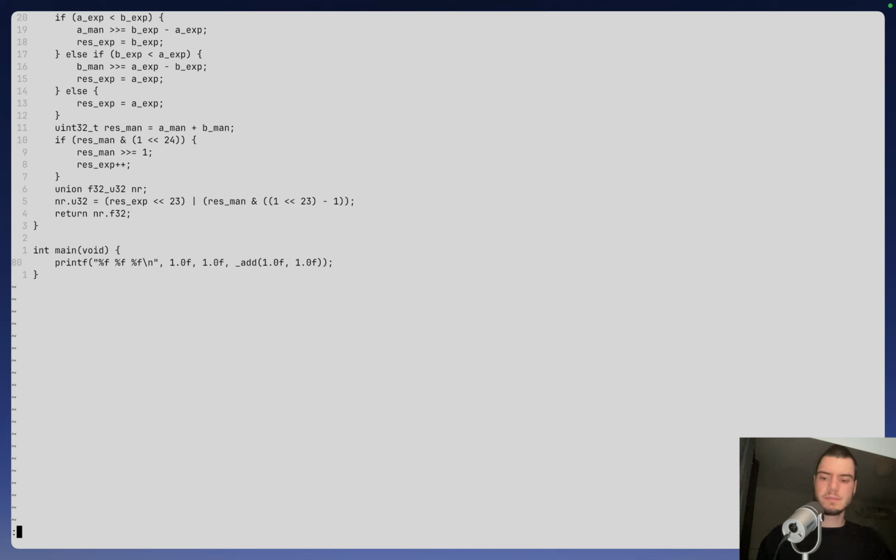And let's see if this works. There are probably a bunch of syntax errors, but oh yeah, I didn't actually run it. Oh, okay, that actually worked. 1 plus 1 is equal to 2. Let's try more values. All right. 1 plus 1.5 is 2.5. Cool.